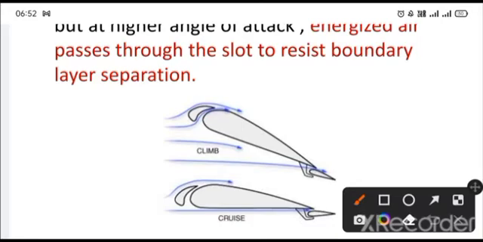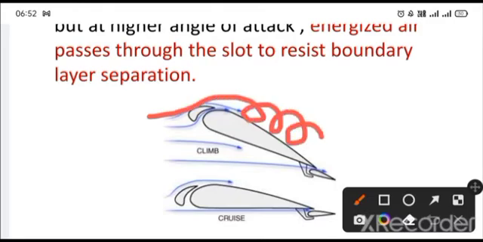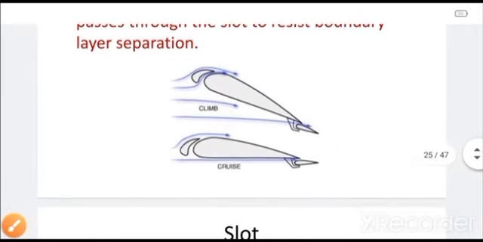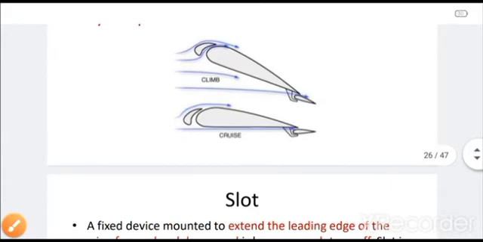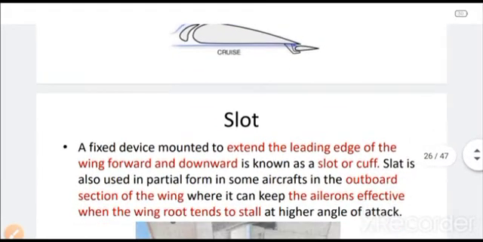So during climb, when the angle of attack is more, there will be more disturbances created over the top surface. In order to wash away these disturbances, you require some sort of a gap to be made, so that a high speed airflow can go and wash away all of these. That's the reason this type of device is used to control the boundary layer in a better way.